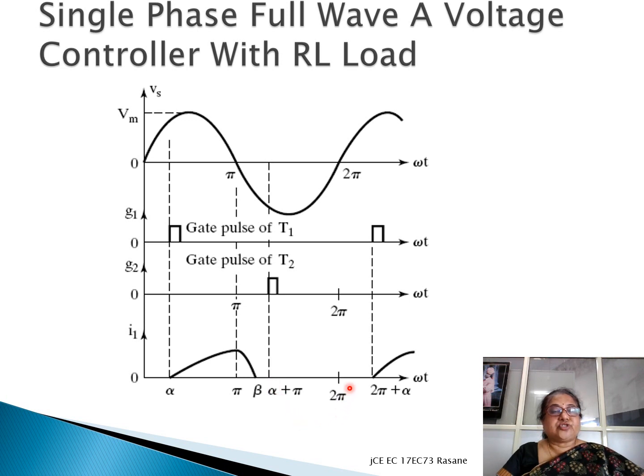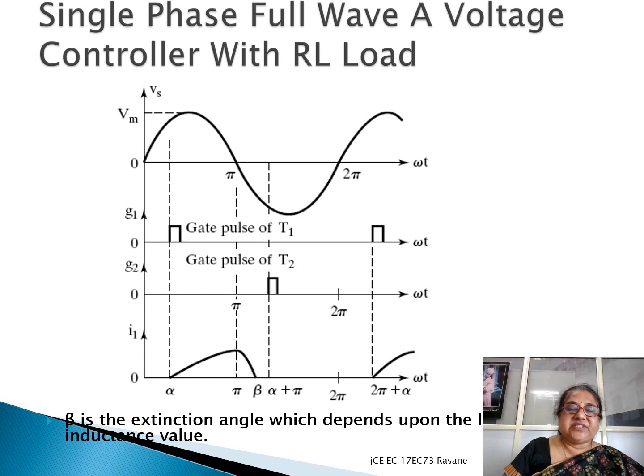Again, it is not going to stop at 2 pi because the input has reversed and made T2 reverse biased, but it will continue to conduct for some more time, from pi plus alpha to 2 pi plus beta, you can say. And beta is measured from 0. From 0 to this is beta, from 0 to this is alpha, and beta minus alpha is nothing but the conduction angle, which we call gamma or delta.